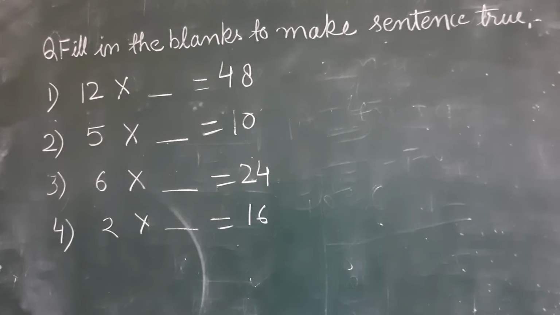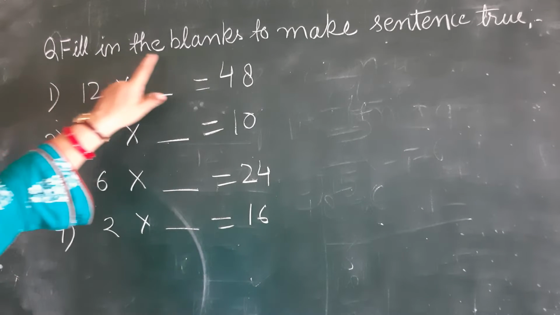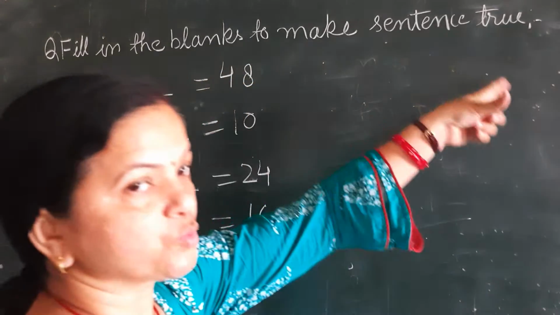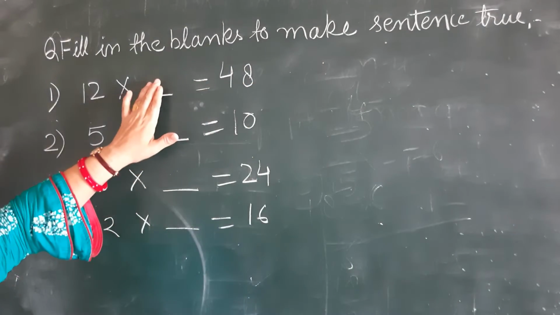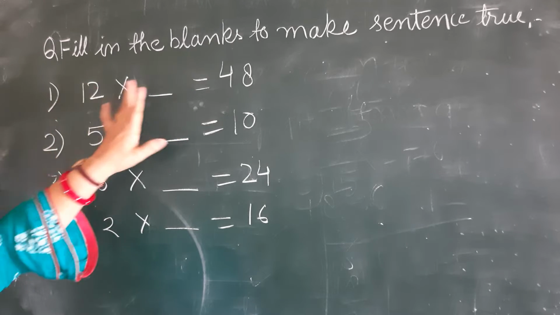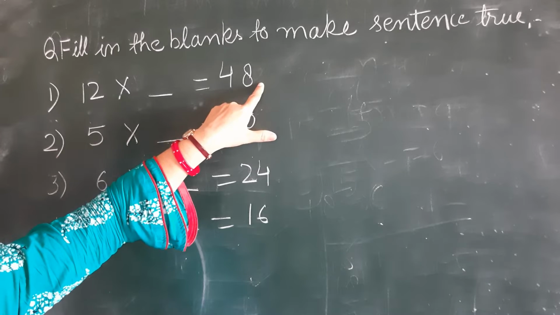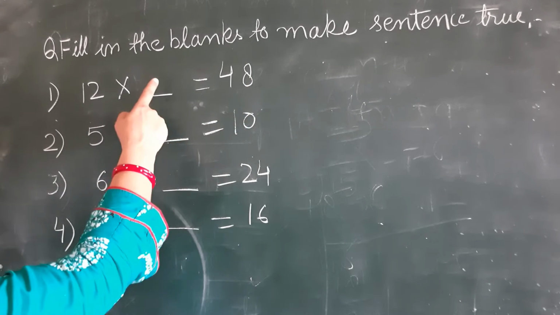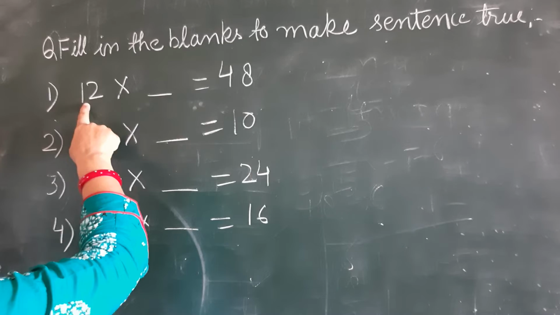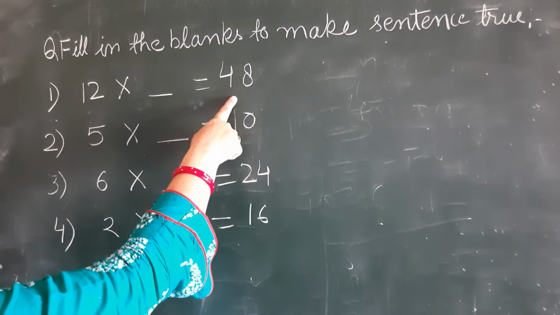Okay students, let us do some more sums on the same topic. Okay, fill in the blanks. Our question is fill in the blanks to make the sentence true. We have to find a digit here such that when we multiply these two numbers, the product is equal to the right hand side, and we will get this.